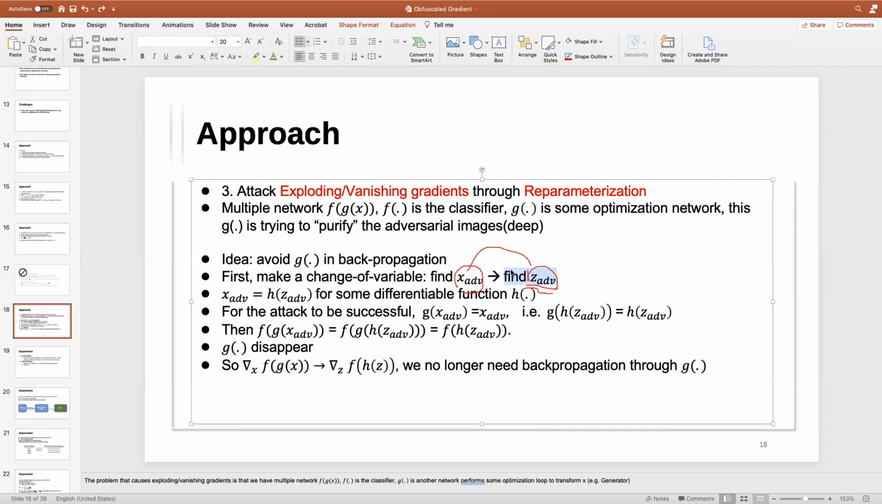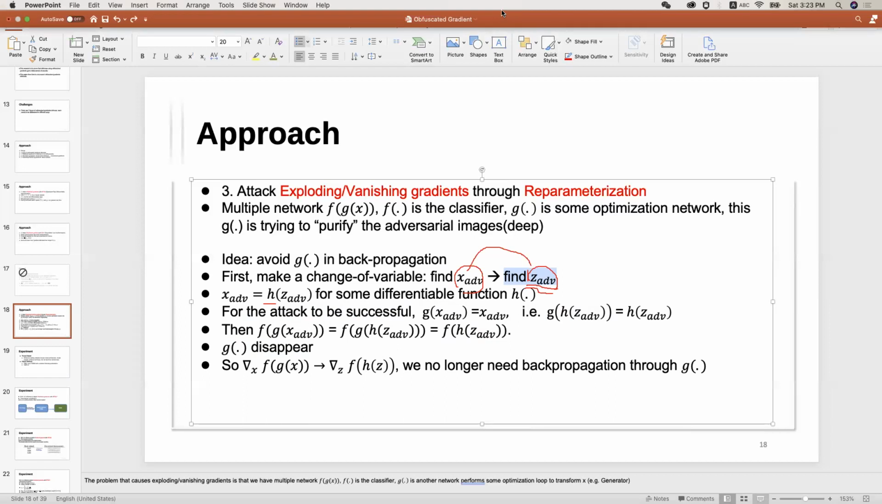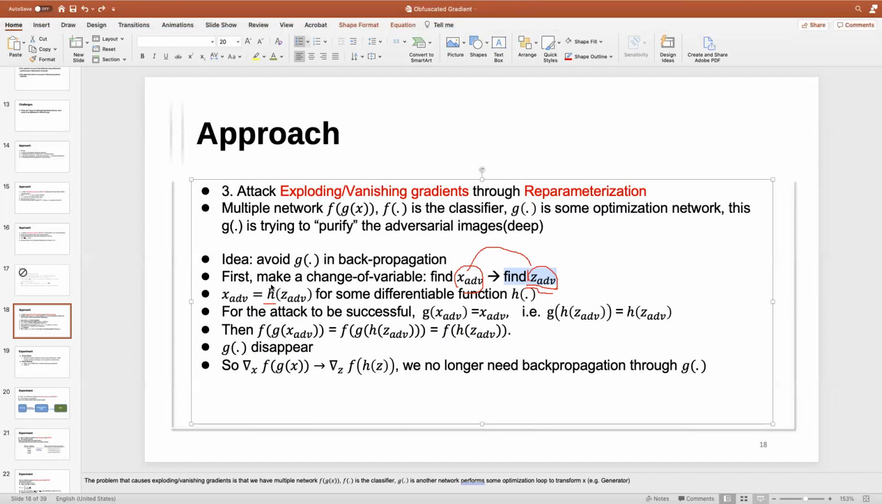So what do you mean H is a decoder function? Actually, H can be any function, but just as an example. I'm talking about examples. For example, H is a decoder function. I mean, Z is equal to some encoder function of X. So X is the image.